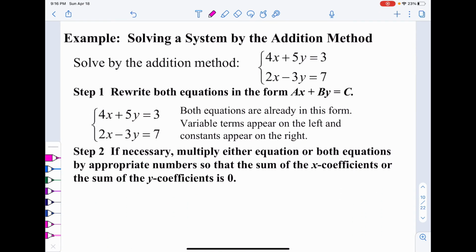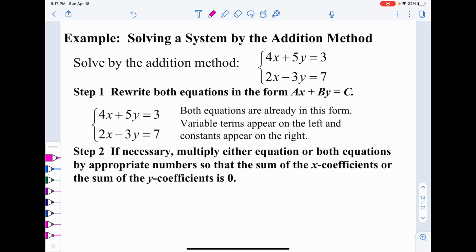So solving a system by using the addition method. In step 1, they give us these two equations, 4x plus 5y is equal to 3, and 2x minus 3y is equal to 7. They want us to rewrite both equations in that form, ax plus by equals c, which in this case is already done that way. Standard form, ax plus by equals c. So it has the variable terms appear on the left and the constant appears on the right.